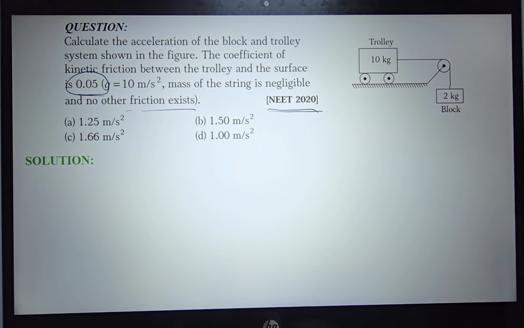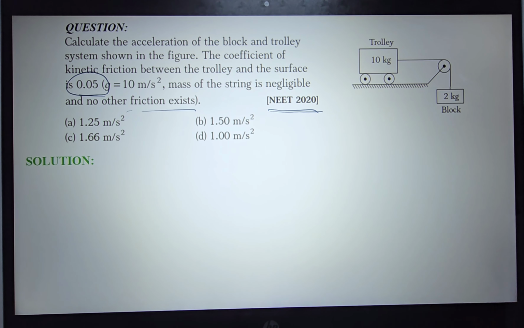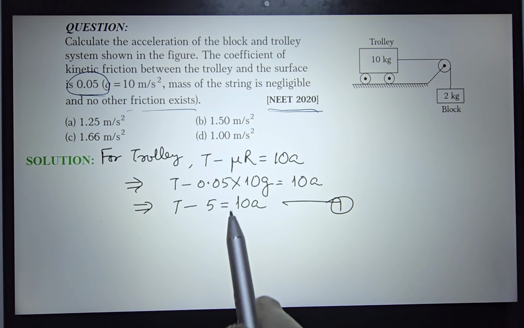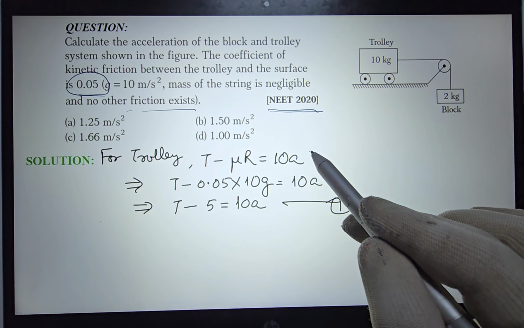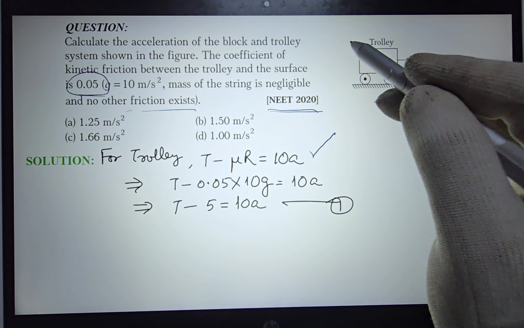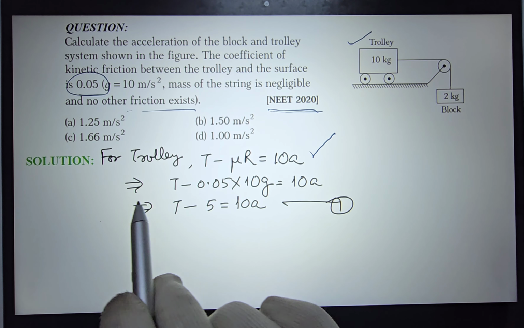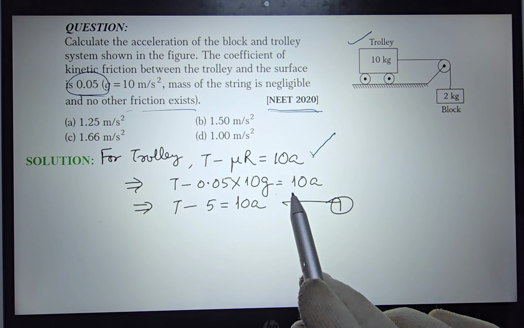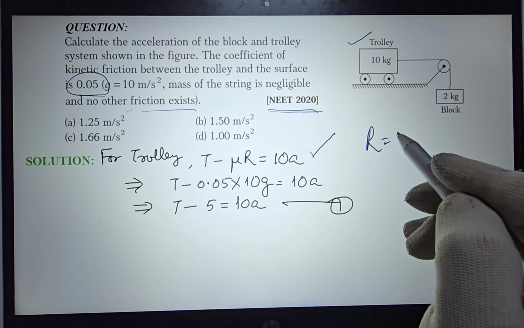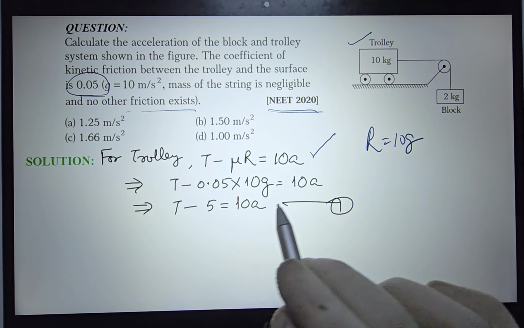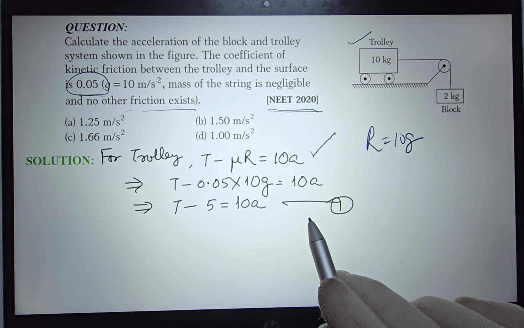As you can see in this particular diagram, the solution would be initiated simply. For the trolley we can say that T minus mu R is equal to 10a. Okay, this is the free body diagram. So T minus 0.05 into 10g is equal to 10a, because R is equal to 10 into g in this case. Putting the values, we are getting T minus 5 is equal to 10a. So this is the first equation.